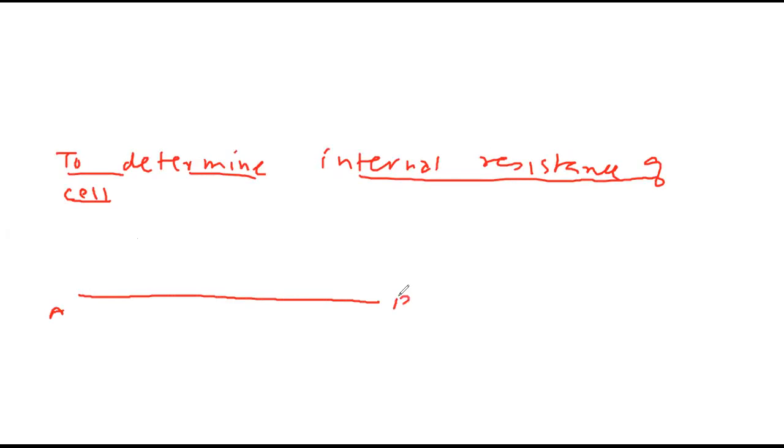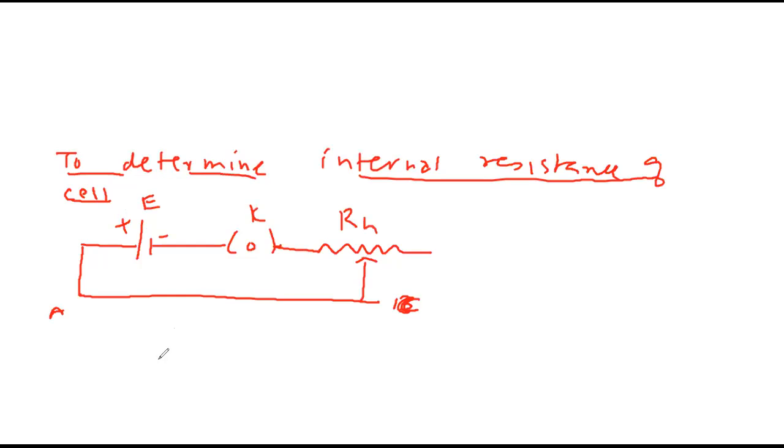Consider potentiometer wire AC having uniform area of cross section A, specific resistance rho, length L stretched on a wooden board. A battery of EMF E, plug key K, and rheostat RH are connected in series across wire AC to send constant current I. The positive terminal of the battery of EMF E1, whose internal resistance r is to be determined, is connected to end A.